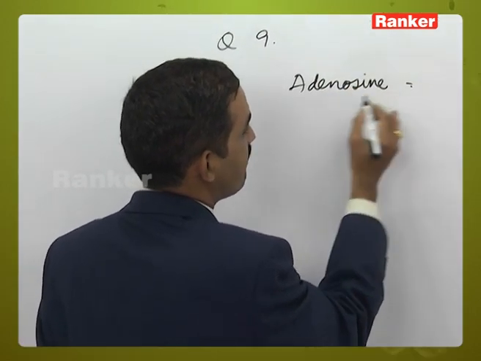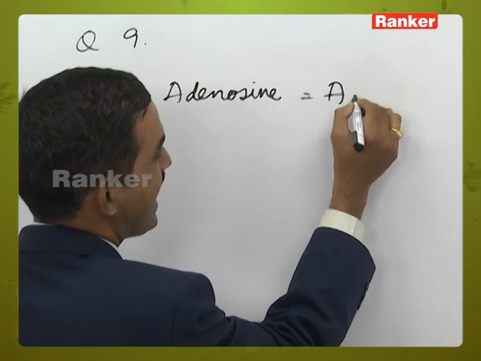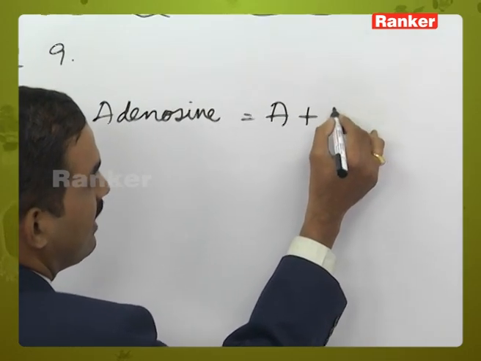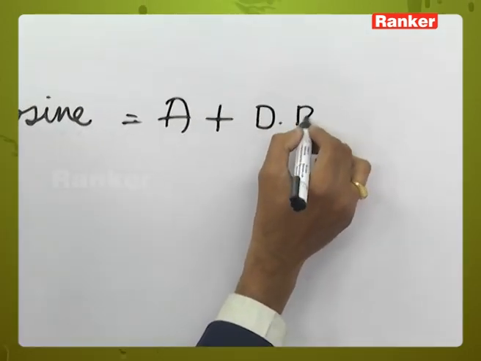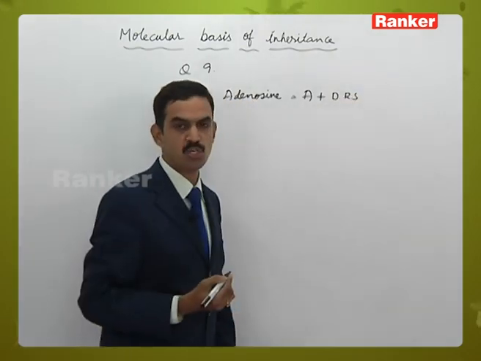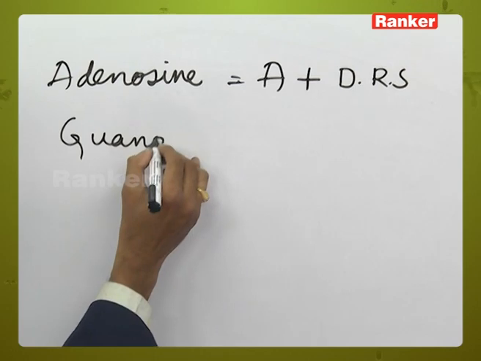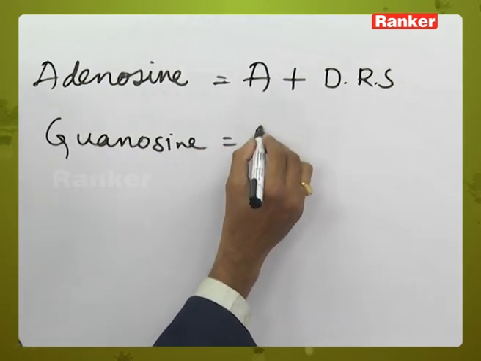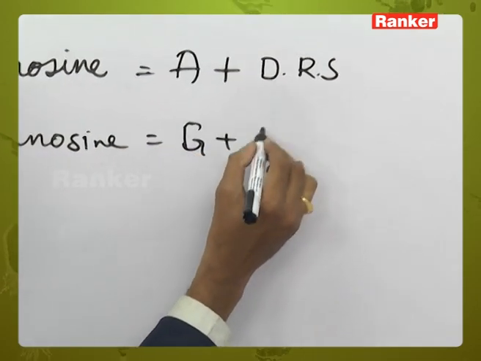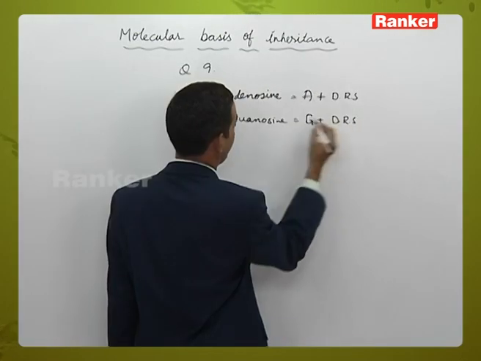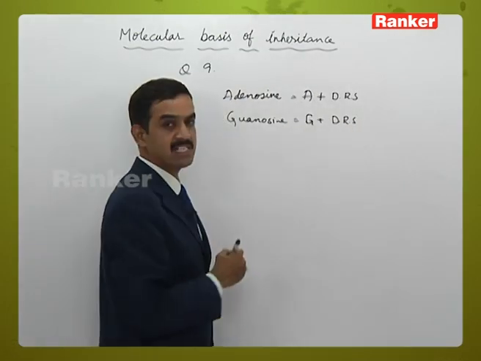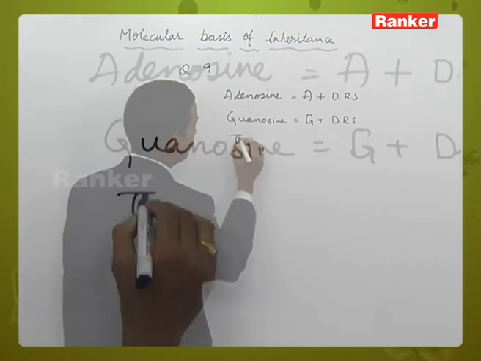Adenosine is a nucleoside which is formed by the combination of adenine plus the deoxyribose sugar, that is a pentose sugar in the DNA molecule. And the second one is guanosine. It is formed by guanine plus deoxyribose sugar. Then the next one is thymidine.